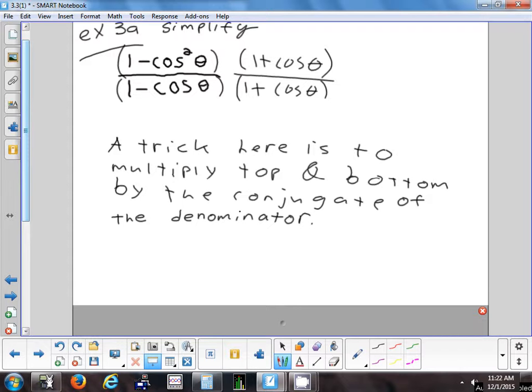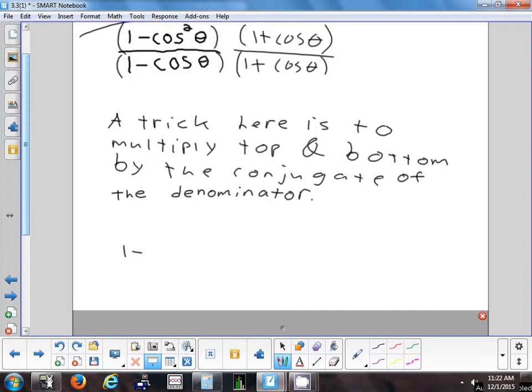If I multiply out what's in the top, I'm going to get stuck. I won't be able to finish the problem. So how do I know that? Again, it's just practice. So leave the top just the way it is: 1 minus cosine squared times 1 plus cosine.